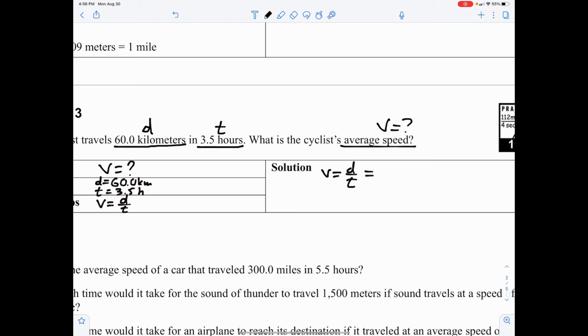And let's get a calculation going on. It's going to be 60 kilometers divided by 3.5 hours. Pause the video and run this calculation yourself and see if you can get the answer for the average speed. Okay, if you put that in your calculator, you should be getting approximately 17 kilometers per hour.